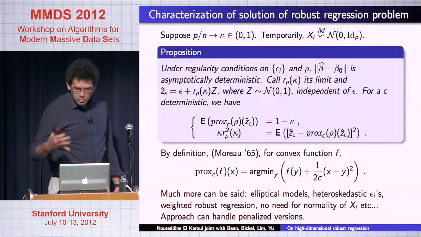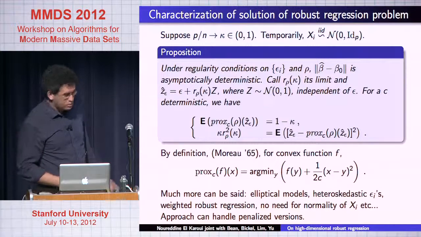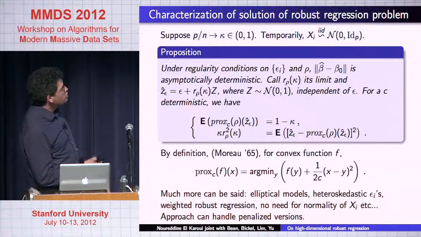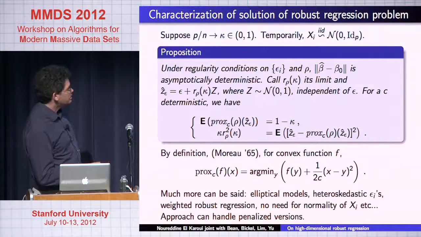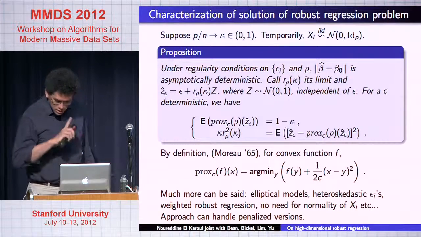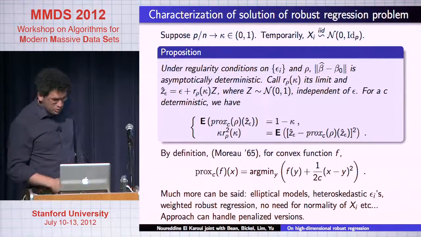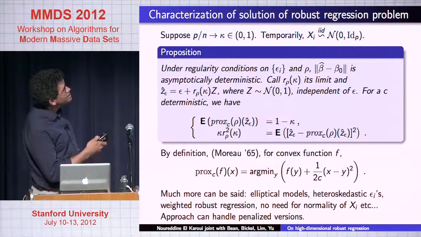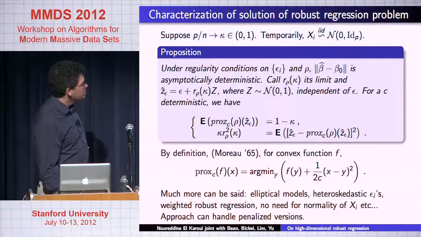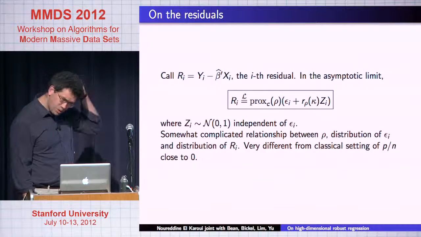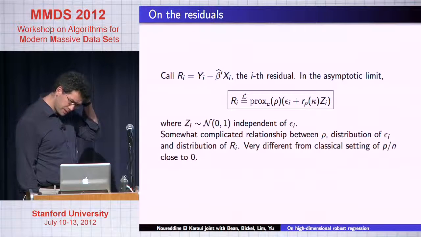And there's another representation for the prox, which is actually the one that's more natural in our context, but it's a bit more complicated. Okay, we can do much more than this. We can talk about elliptical models. I'll say one thing. We can talk about heteroscedastic epsilon i's, weighted robust regression, and we really don't need normality for xi. To get the system here at this point, we still need IID-ness of the entries of the xi, okay, and regularity.